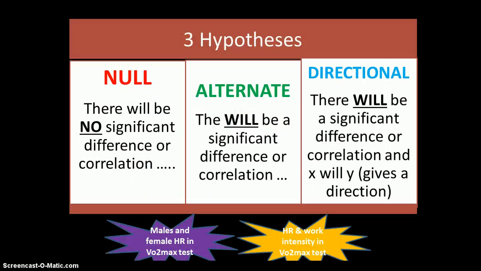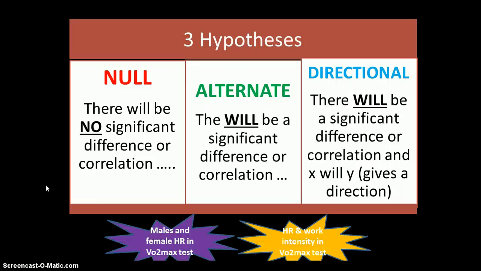Now, the way you write your hypothesis matters, and there is some sort of typical phraseology or a way that you're supposed to write your hypothesis. And there are actually 3 different kinds of hypotheses. First one is possibly the most important one here, the null hypothesis. Now, the null hypothesis is the hypothesis that you are actually testing. You are testing, so the null states there will be no significant difference between, let's say, male and female heart rates during a 2-mile run at 10 kilometers an hour.